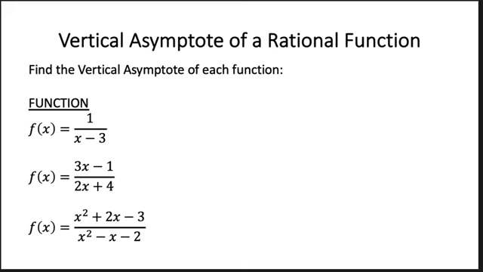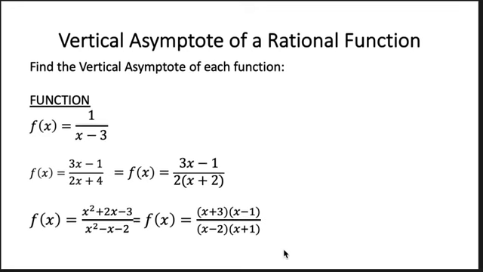So let's look at some examples. If you'll remember from that definition, we have to make sure there are no common factors in the polynomial in the numerator and the polynomial in the denominator. So the first thing we're going to do is to factor and cancel out any common factors. So I'm going to factor each of these. When I factor it, I get f of x equals 3x minus 1 over 2 times x plus 2 for the second function. For the third one, I can factor the top and the bottom. But there are no common factors in any of these.